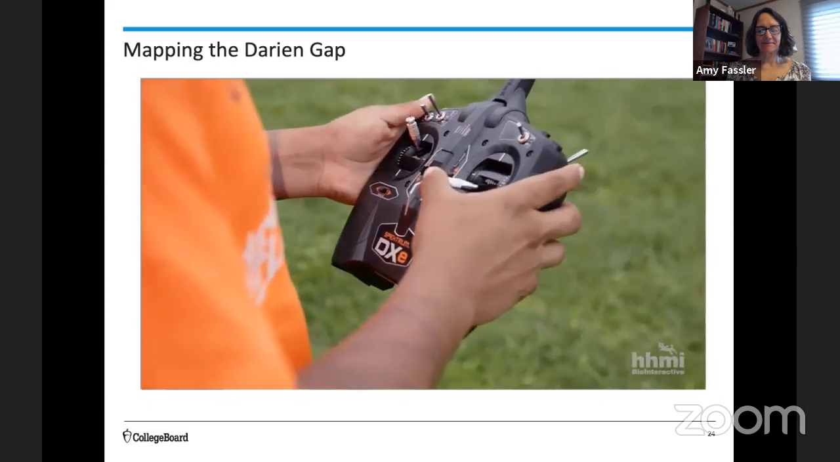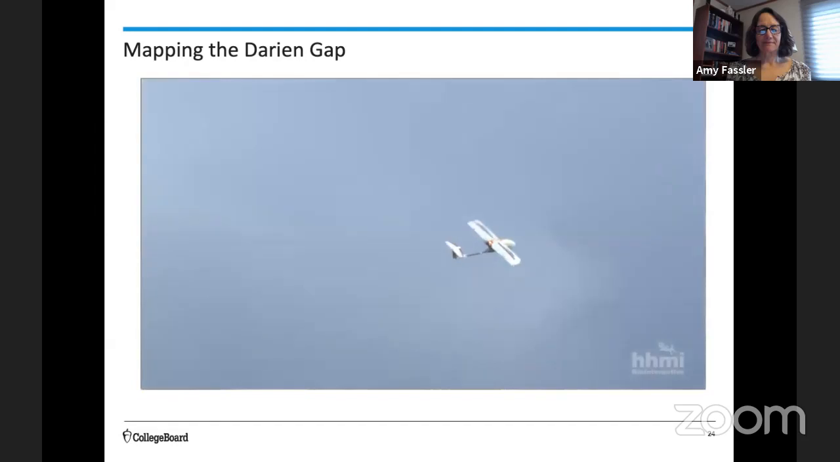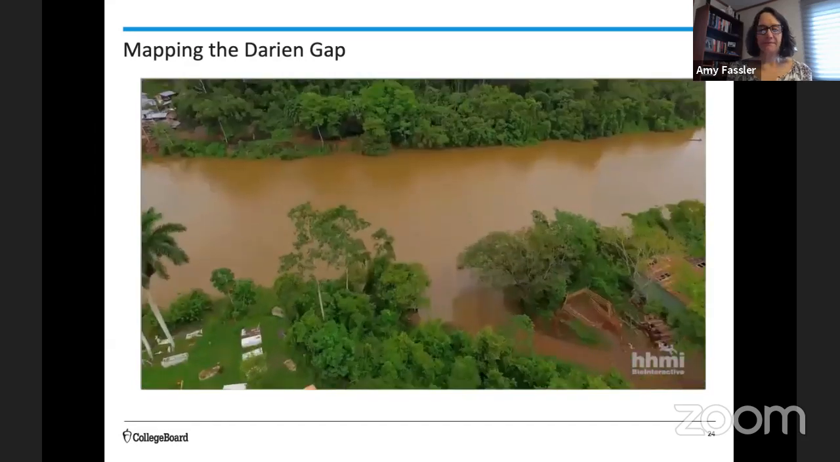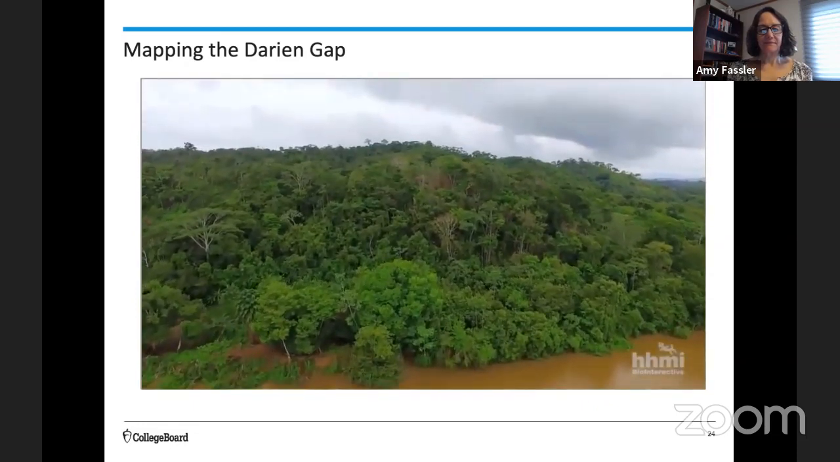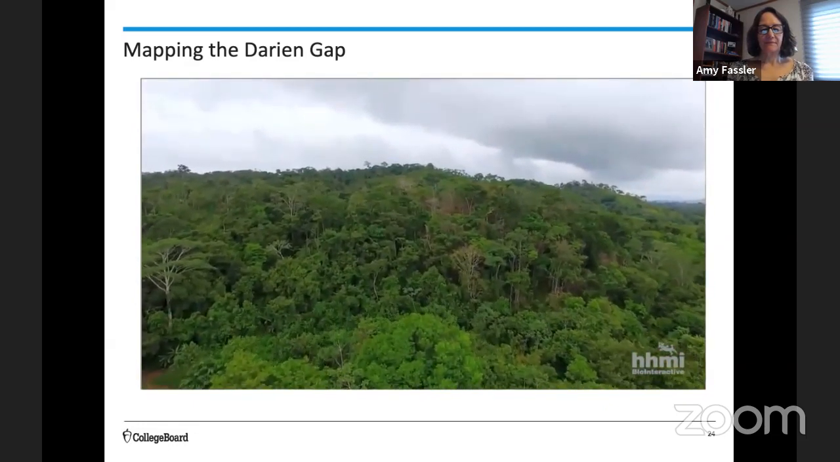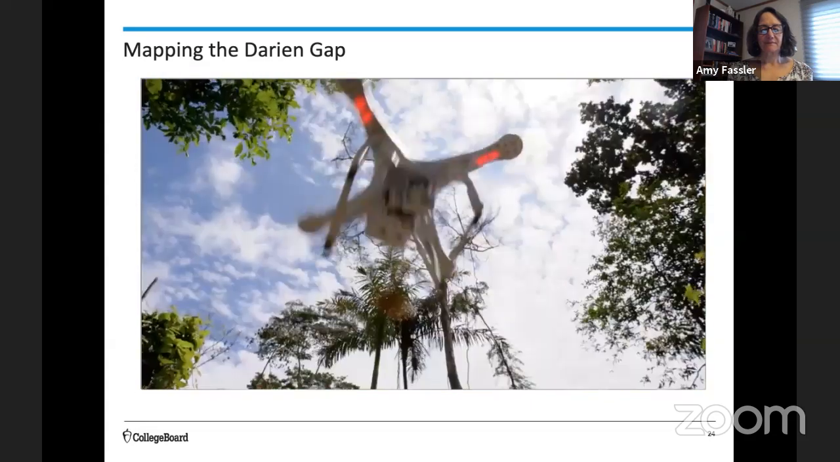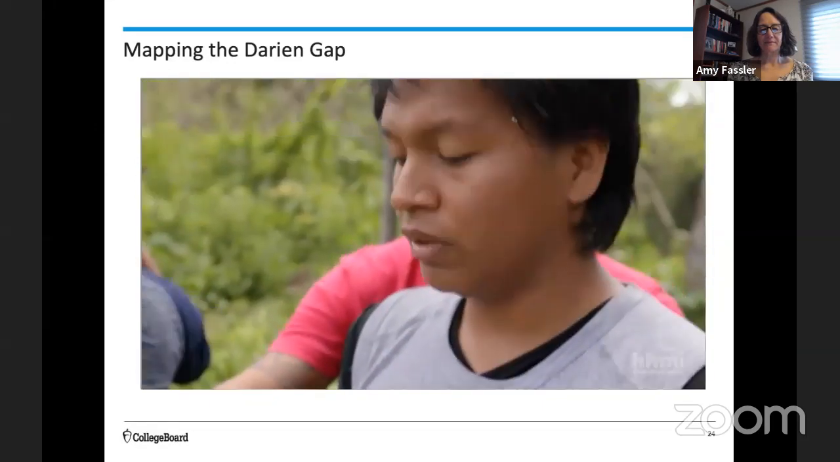The maps being produced with support of scientists of the Rainforest Foundation are powerful tools for indigenous communities. They use them to get legal titles for their land, to create sustainable land use plans and to monitor their forests as outside pressures close in on the gap.